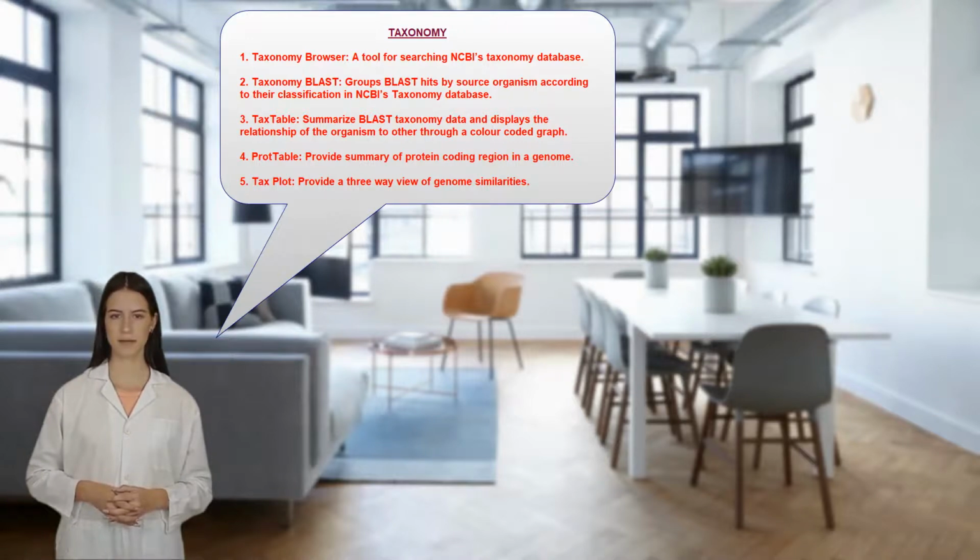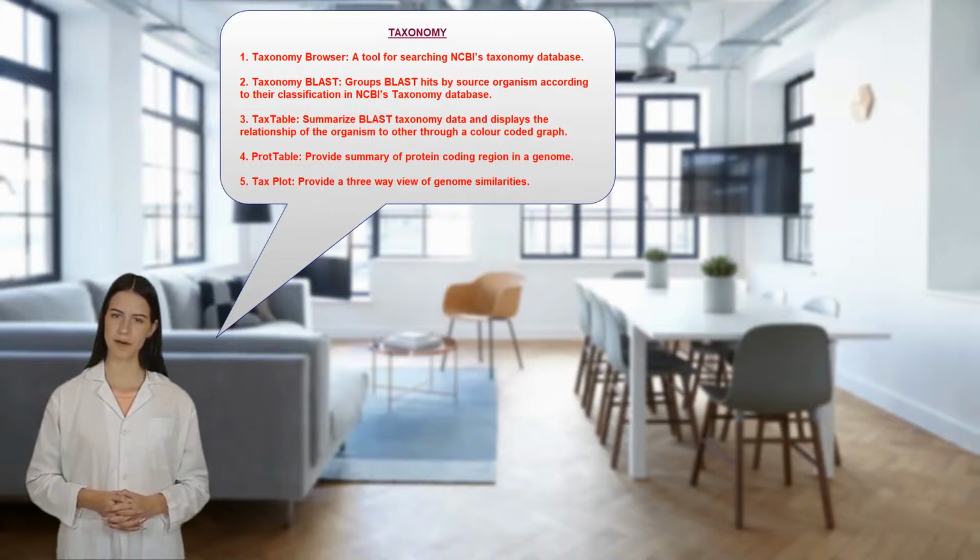Let us now look at the taxonomy related tools and servers. 1. Taxonomy Browser. The tool for searching NCBI's taxonomy database. 2. Taxonomy BLAST. Groups BLAST hits by source organism according to their classification in NCBI's taxonomy database. 3. Tax Table. Summarizes BLAST taxonomy data and displays the relationship of the organism to others through a color-coded graph. 4. Prot Table. Provides a summary of protein coding regions in a genome. 5. Tax Plot. Provides a three-way view of genome similarities.